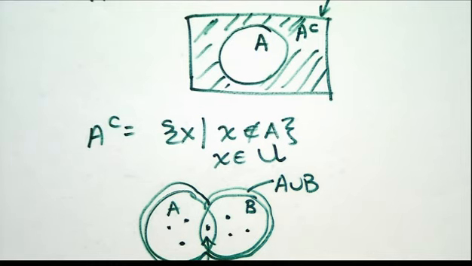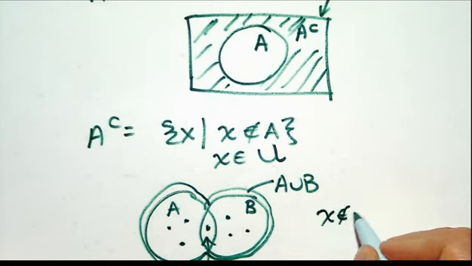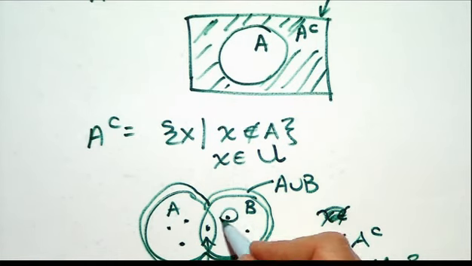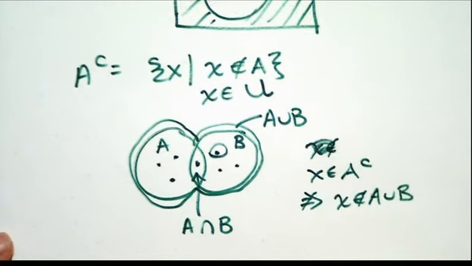Now, is it possible for something that's in A complement to be in A union B? I'm sorry. X in A complement does not imply that X is not in A union B. Because it could be here, right? That point right there is an example of something in A complement that is in A union B, because stuff can come from B that doesn't overlap with A. Yes, thank you.